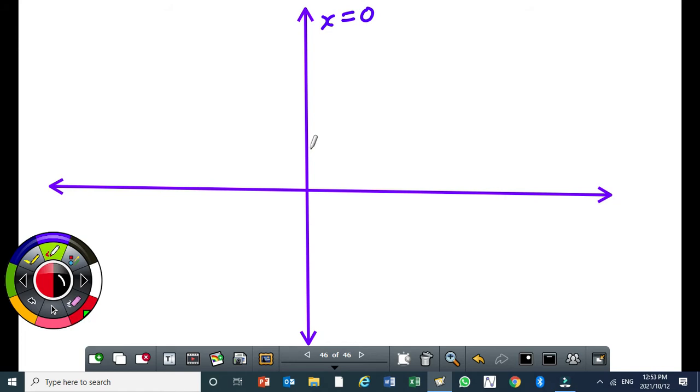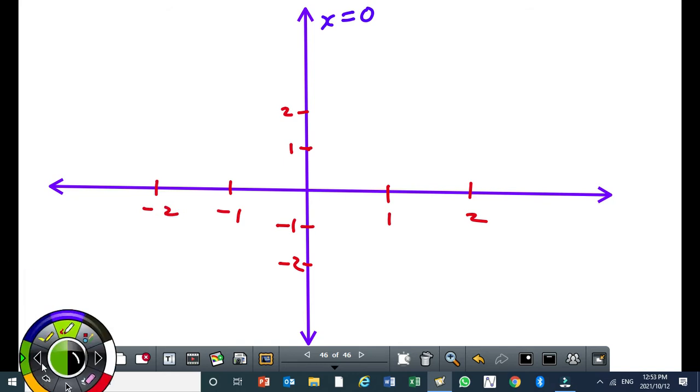So if I calibrate this as 1 and that one as 2, maybe I can put -1, -2, and I can have 1 here, then 2. You must use a ruler. I don't have a ruler, right? So, first, the horizontal asymptote, and its equation is y equal to 2. Once you draw the horizontal asymptote, that horizontal asymptote will now behave like it's your new x-axis.